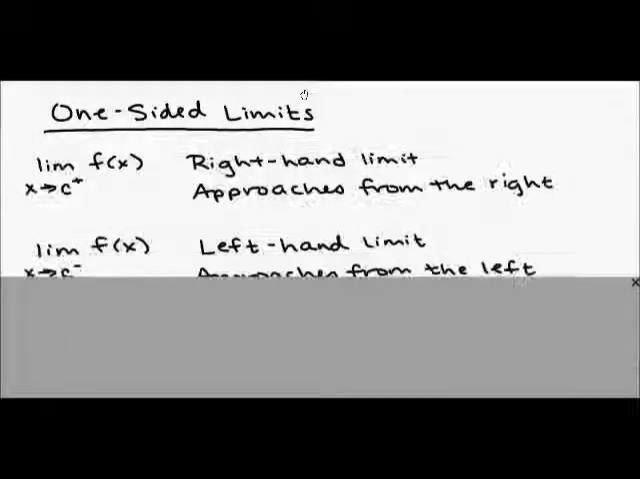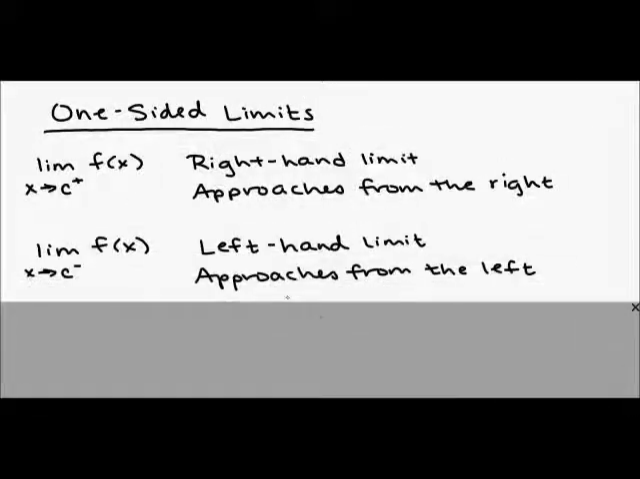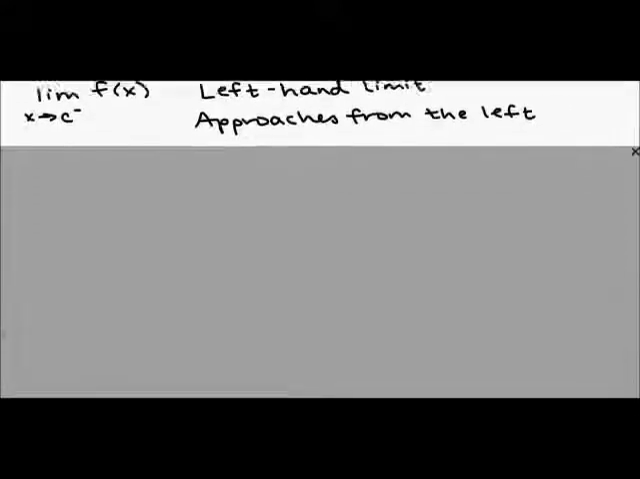So far, we've been talking about limits, but we've been talking about two-sided limits. Right now, we're going to talk about one-sided limits. So you can see these limits are a little bit different. They have a plus and a minus written up here as a superscript to that c. If you have a plus sign up here, that means we're talking about a right-hand limit, which approaches from the right. If you have a minus, that is a left-hand limit approaching from the left. Let me show you what that means.